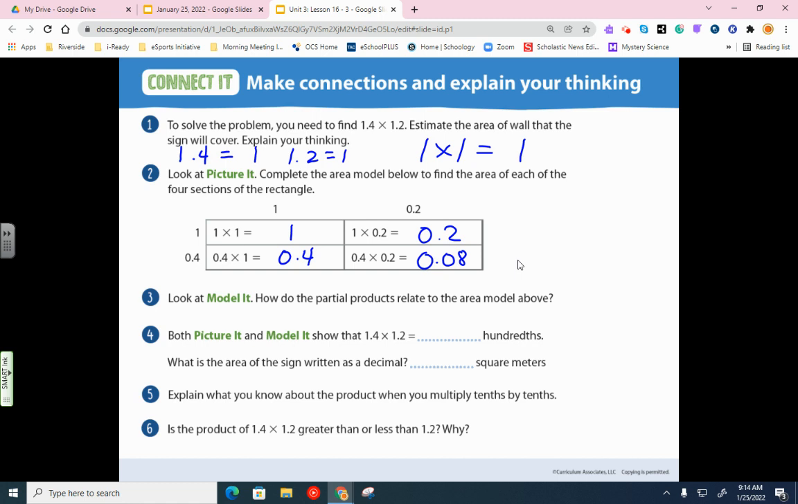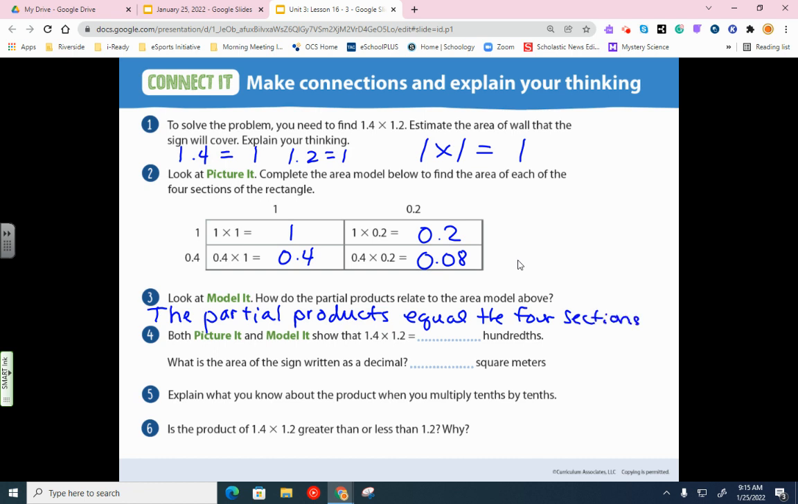But number 3, look at the model. How do the partial products relate to the area model above? The partial products equal the 4 sections of the area model specifically.